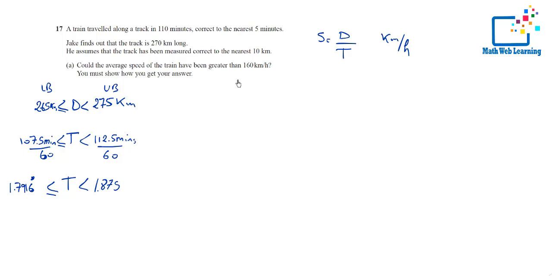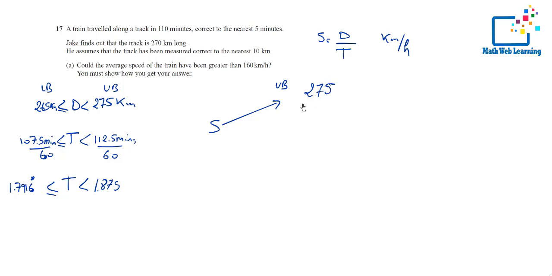Now I want to find the greatest possible value, so I'm going to go ahead and start doing the calculation. I'm going to do the upper bound first for the speed. In order to calculate the largest possible speed, you need to use the largest possible distance. So that is this one here, 275.